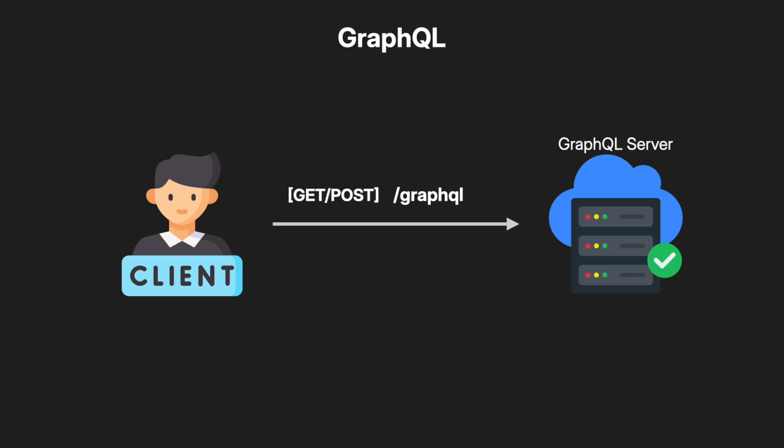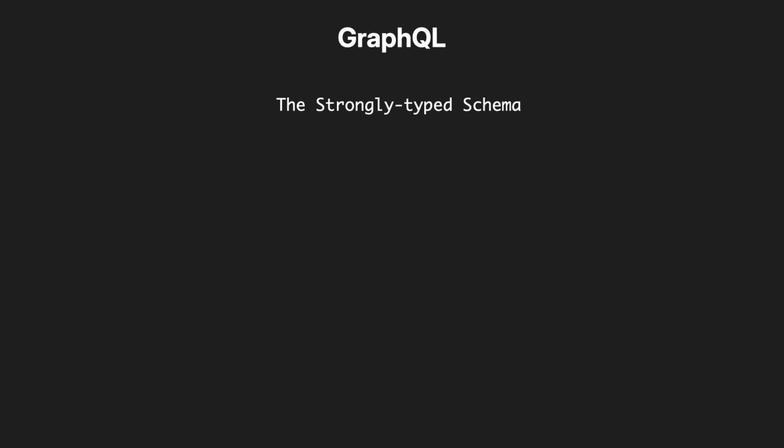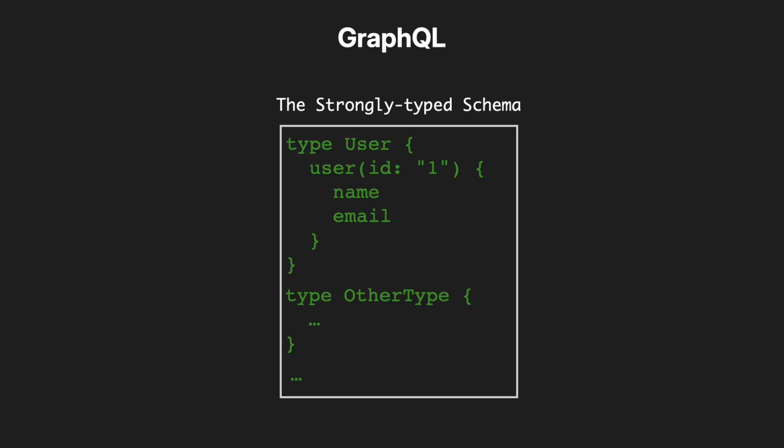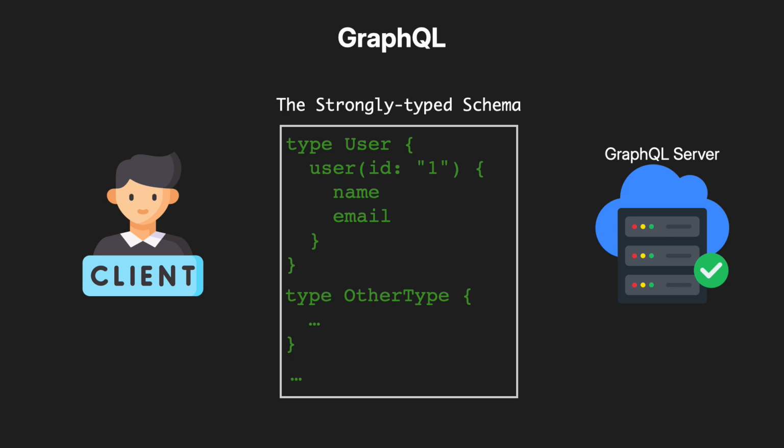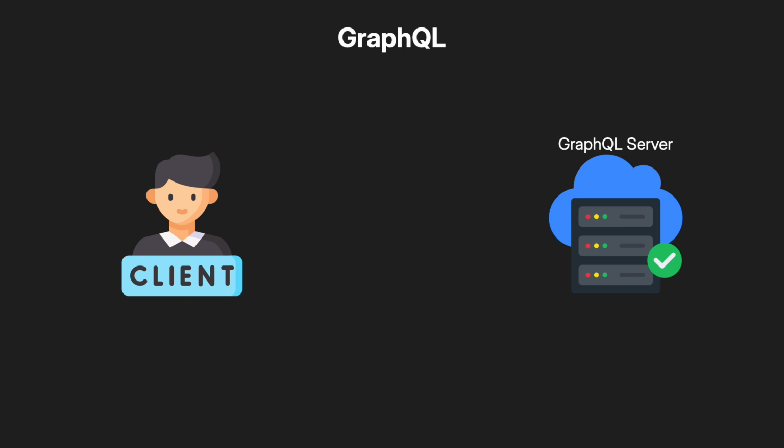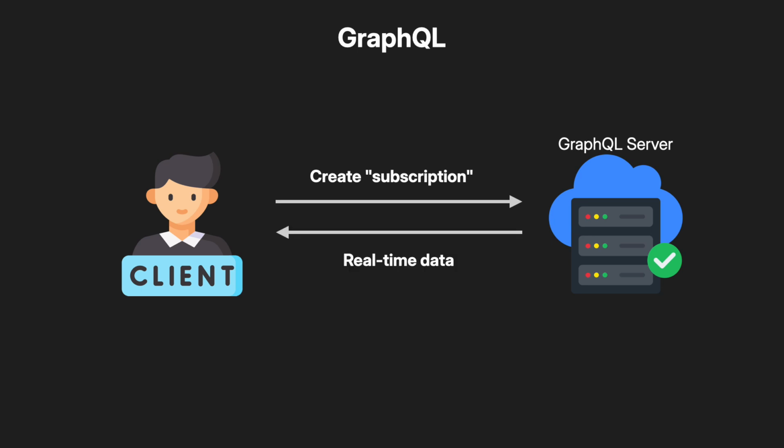GraphQL relies on a strongly typed schema. This schema defines all the types of data that can be queried or mutated, providing a clear contract between the client and the server. GraphQL also supports real-time data through subscriptions, allowing clients to receive updates as they happen. Let's examine the pros and cons of using GraphQL in your projects.